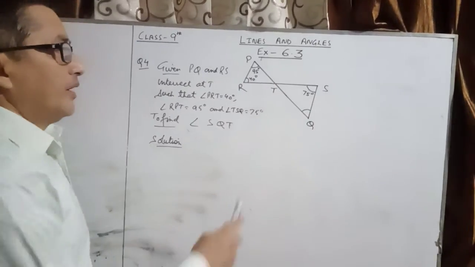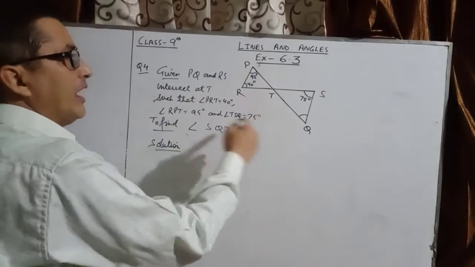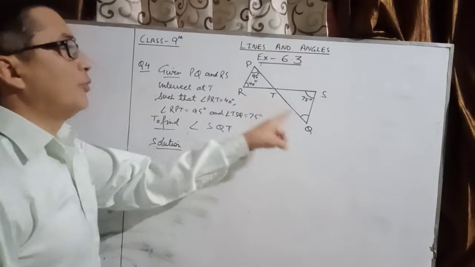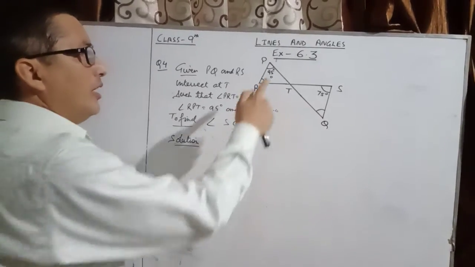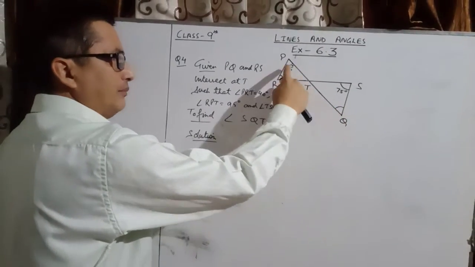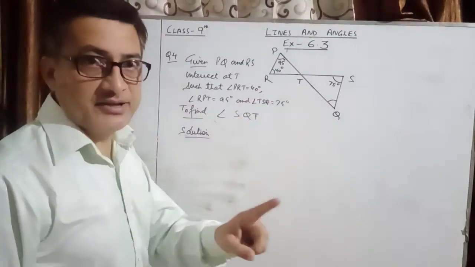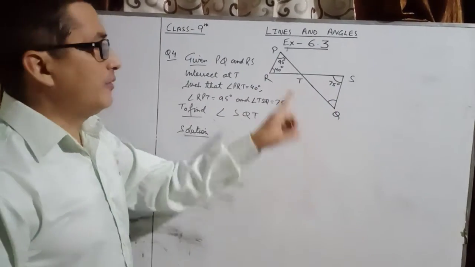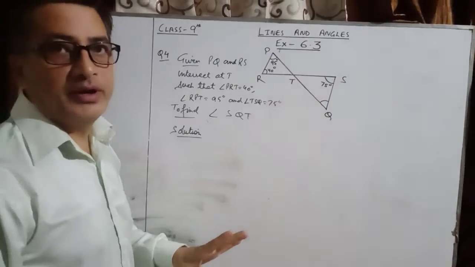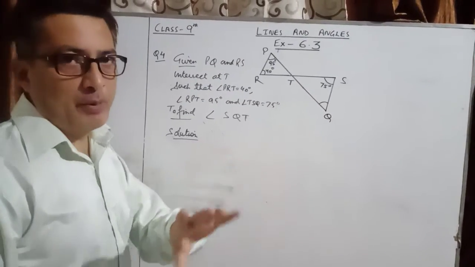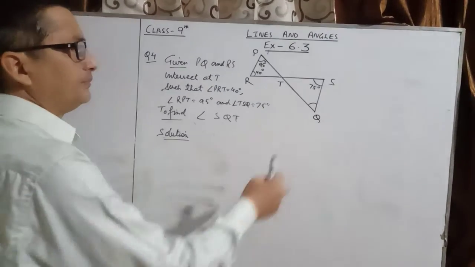Now children, if PR is parallel to SQ, if these two were parallel, then angle P and angle Q would be equal because these are alternate angles. But since the lines are not parallel, these two angles will not be equal. So we have to use some other property. And what is that? Look here.